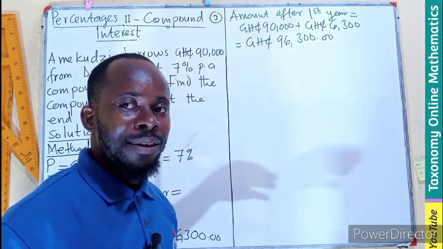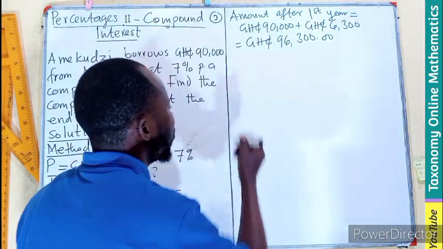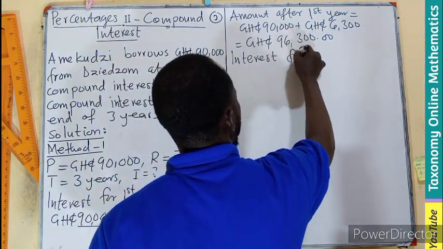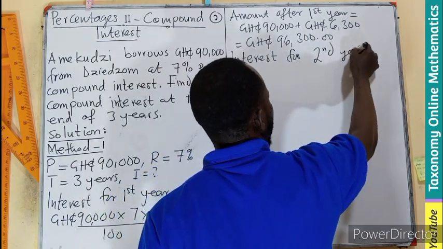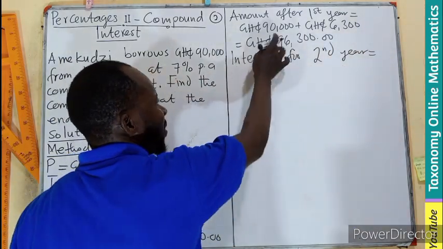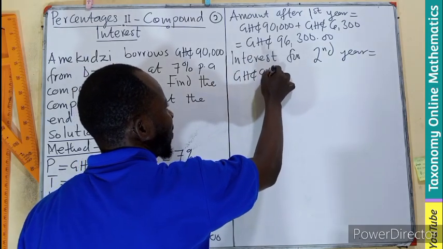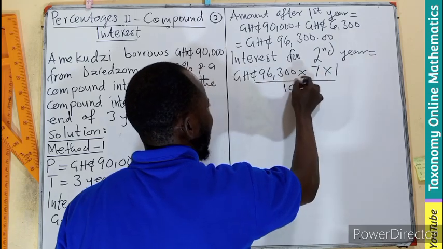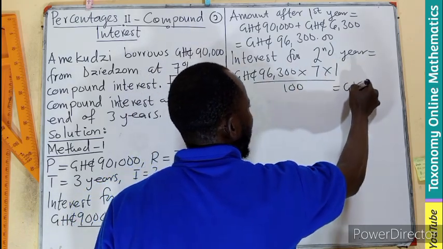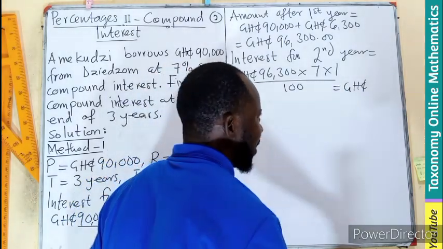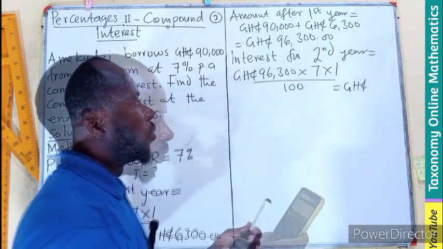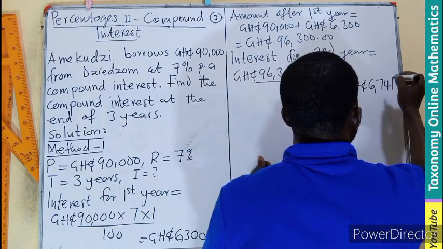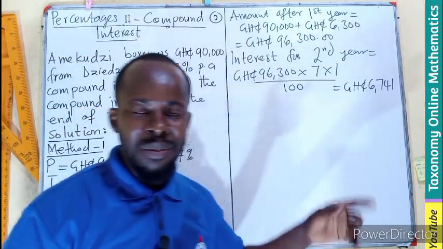Remember, this amount is the principal for the second year. We are done with the first year, so we are moving on to second year. What will be the interest? So interest for second year, which is also interest, therefore the principal 96,300 times still the rate, and the year is 1 divided by 100. Let's see what that will give us in terms of calculation. So we should be having 6,741 Ghana cedis. This becomes interest accrued.